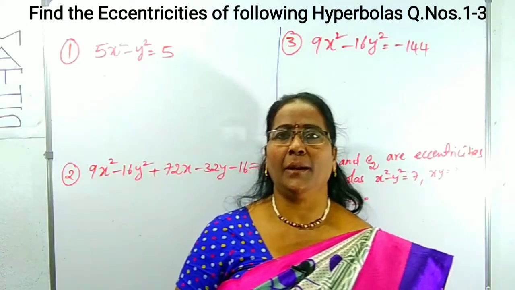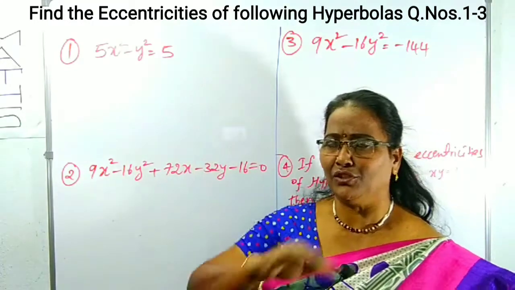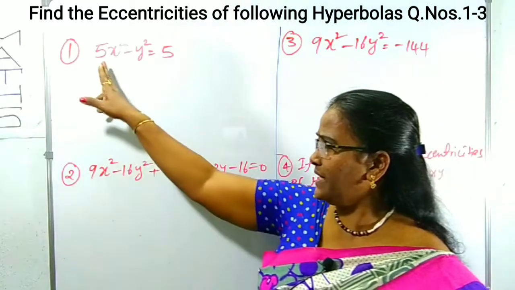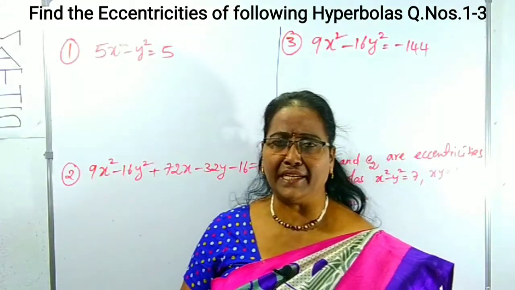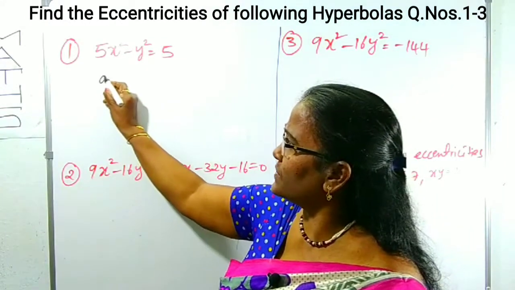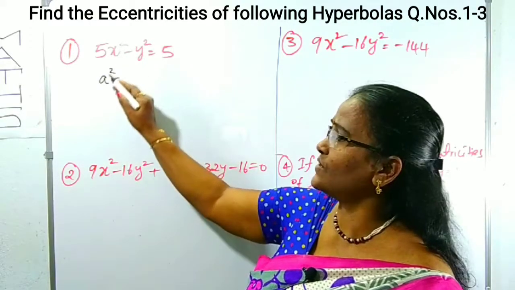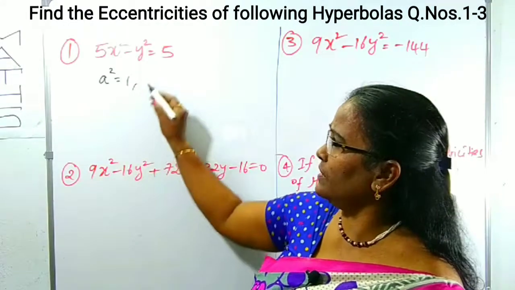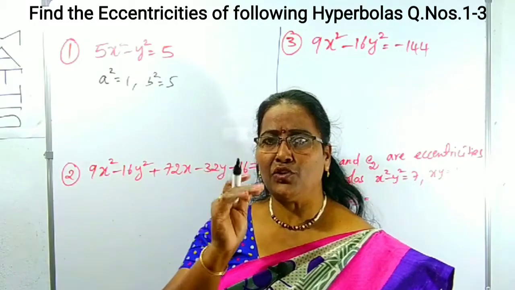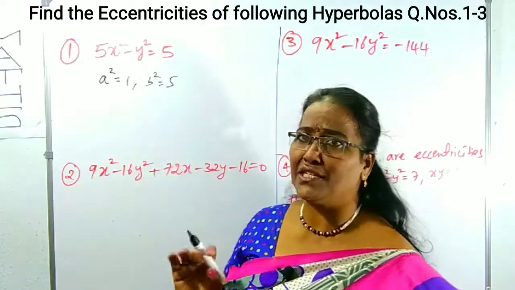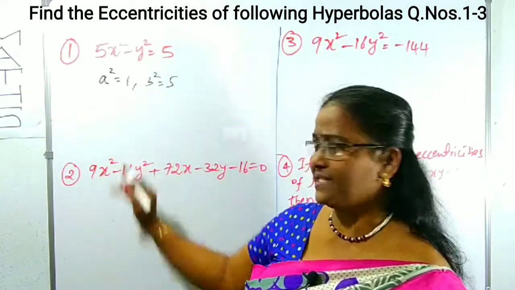Root over a square plus b square by a square. To find a square and b square, without converting, without division, we can simply interchange these two values. That means the x square quotient we can take as a, and the y square quotient we can take as b. So a square is the x square quotient, which is 1, and b square is 5, right? We can interchange those: the x square quotient is taken as b square, and the y square quotient is a square. This holds where only the x square, y square terms are there. In the other case, we will discuss next.